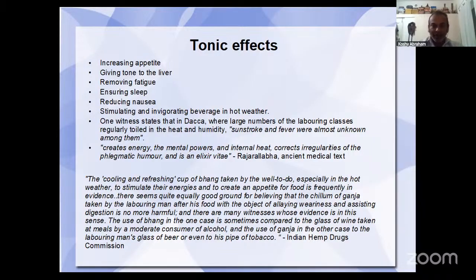They basically drank it to feel energetic, to increase their appetite. Whereas the lower classes and the poorer sections of society used it for digestion and for removing the fatigue of a hard day's work. So the Hemp Commission compares the use of cannabis as a beverage to how the upper classes in Western societies drink a glass of wine during meals, and the use of ganja by the working classes as how the European working classes drink a glass of beer or smoke a pipe of tobacco to relax after a day's work.